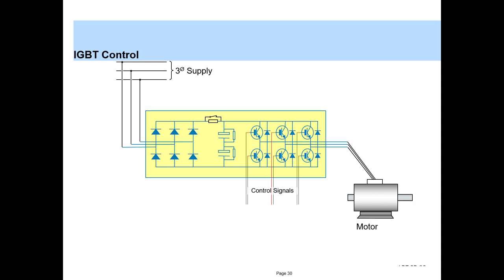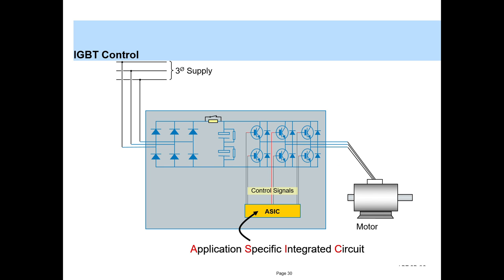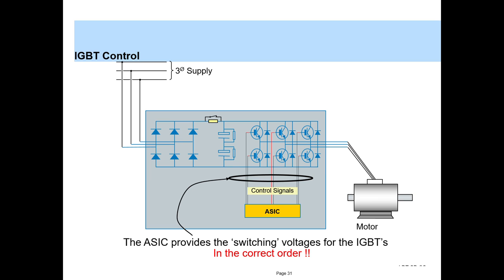So how do we control the IGBT switching? Basically there is an application specific IC, or integrated circuit, which sends the control signals or the switching signals to the IGBTs, so that these are fired in a correct and appropriate sequence so as to produce a PWM output.